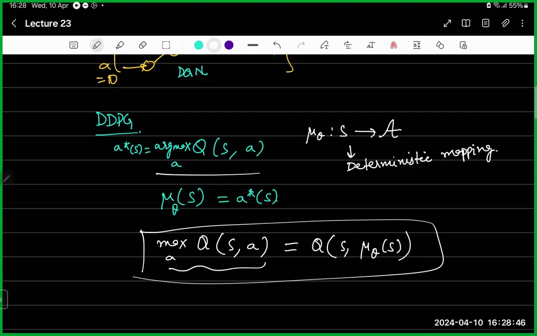We are not able to compute the Q value separately for each action and then take the max over A. So we wanted to find a mapping which directly maps your state to an action and whose Q value is the best Q value possible. So this is the idea. It's like learning a deterministic policy.